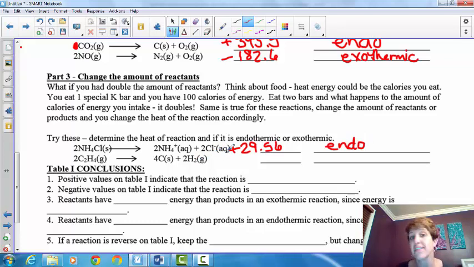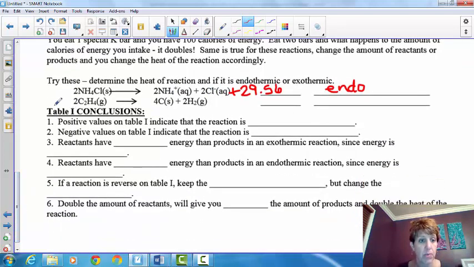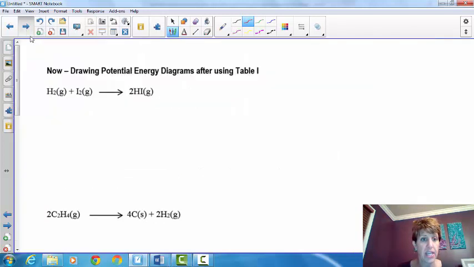All right, let's do another one here. Actually, you know what? I'm going to skip one so that you guys have some to do in the end. So put a little star here, come back to this, do this one without me. Positive values on table I indicate that the reaction is, okay, actually these conclusions, I want you to do these too. So all of these are things that we talked about and you should be able to make those conclusions on your own. All right, next page.